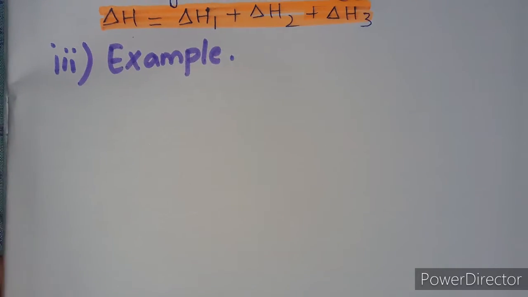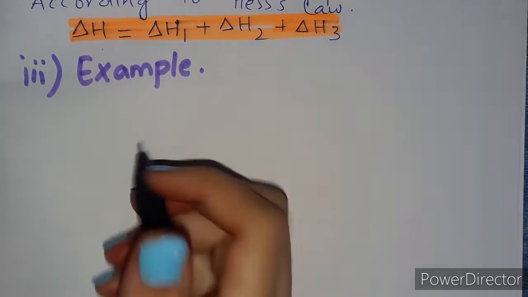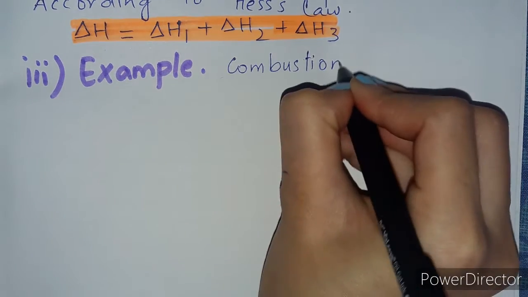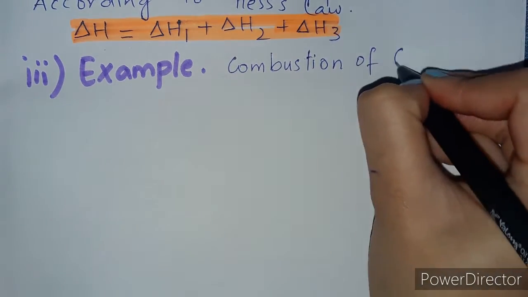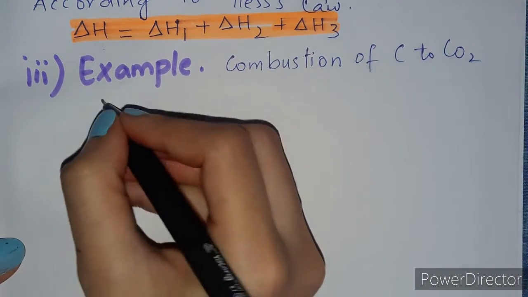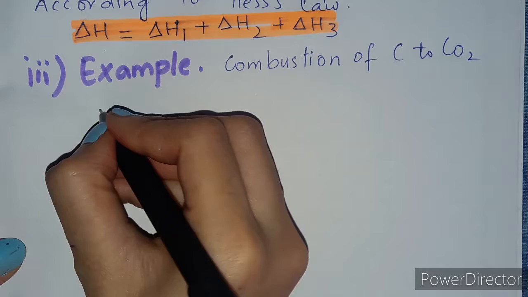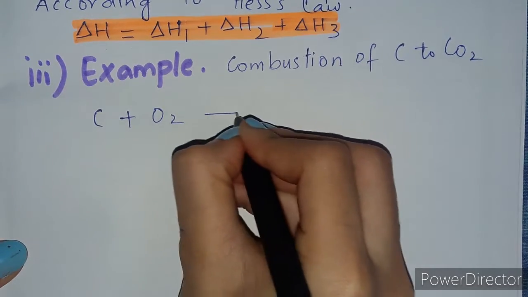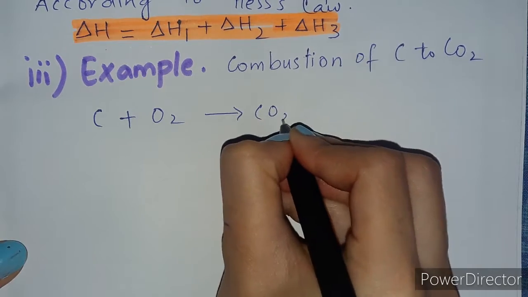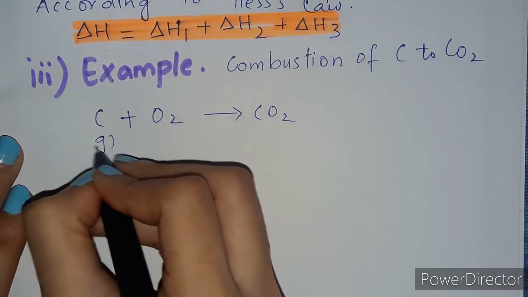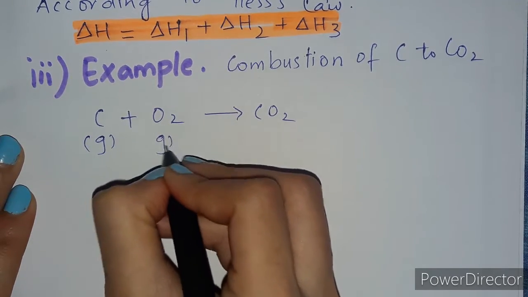You can give an example in the exam. It is better for you to get maximum marks. Combustion of carbon to CO2, carbon dioxide. The first reaction is carbon plus O2 gives CO2. You have to mention the states, which is very important, otherwise it will be wrong.